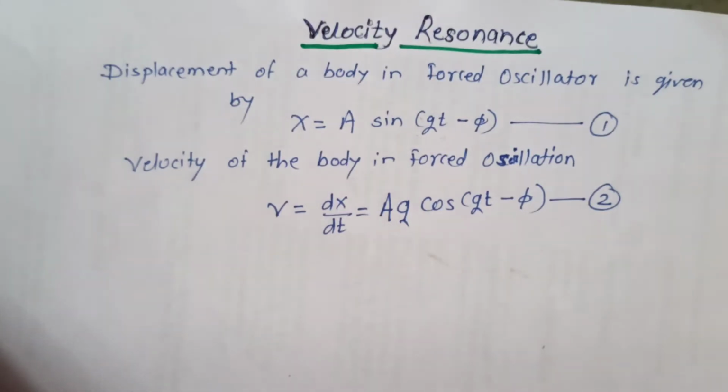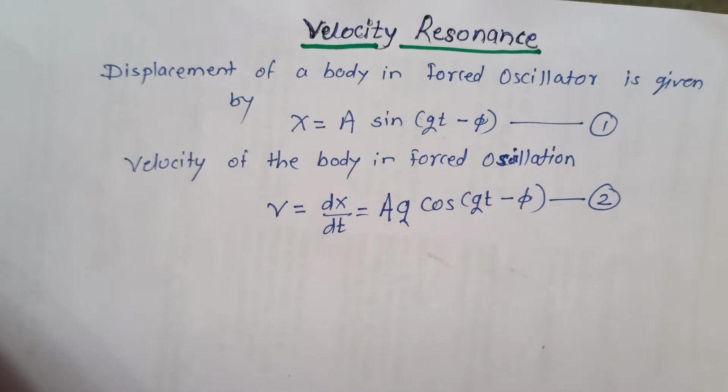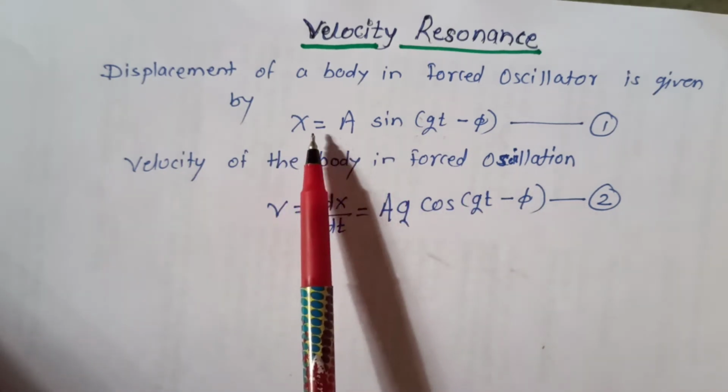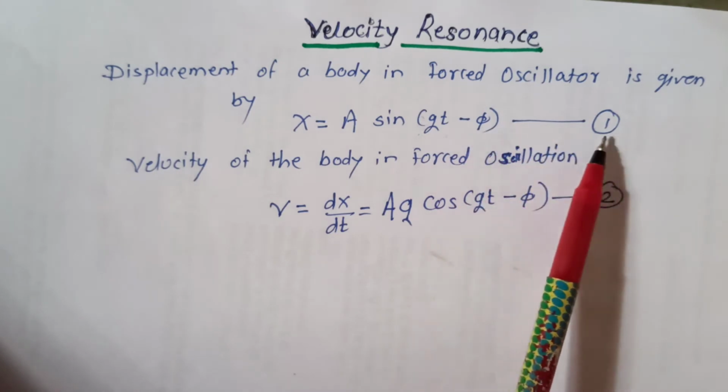Hi students, today we will study velocity resonance. Displacement of a body in forced oscillation is given by x is equal to a sin(qt minus phi), equation number 1.